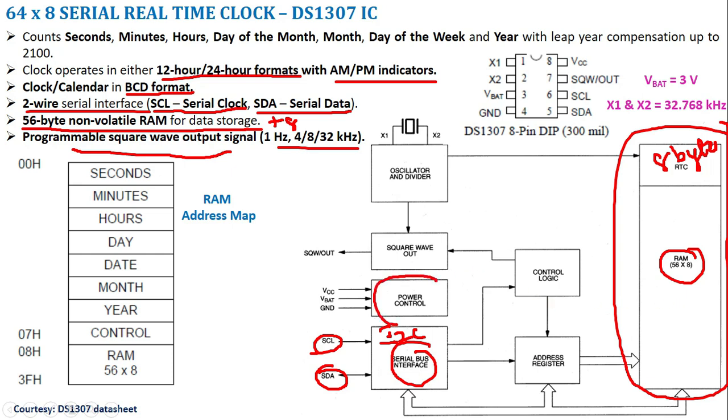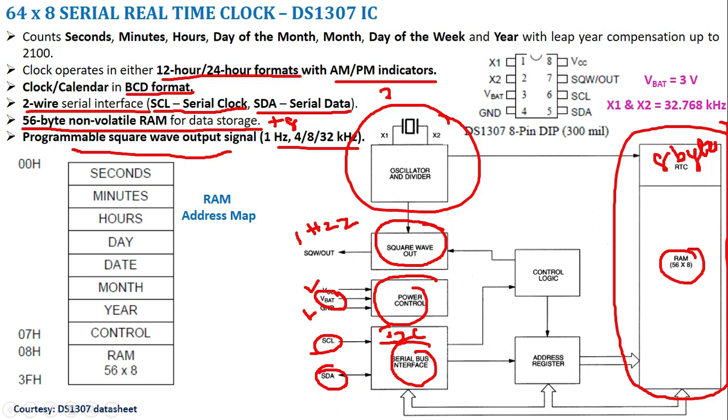There is a power control module where we give the supply for the IC and ground, and we also need to interface a V battery, so that the time and date information keeps updating even though the power supply is cut off for your microcontroller. And there is a square wave out module where we can generate 1 Hertz, 4 kilohertz, 8 kilohertz or 32 kilohertz. In order to generate this square wave, we make use of the oscillator circuit. Usually the oscillator frequency which we will be using is 32.768 kilohertz.